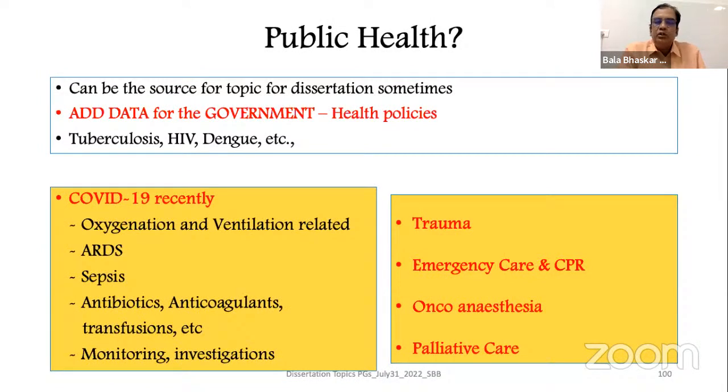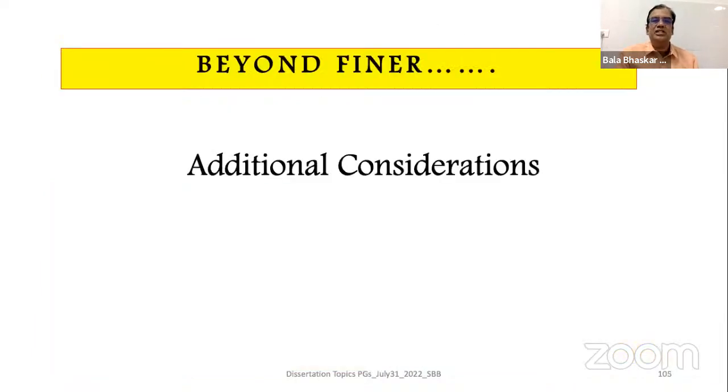COVID-19 is fresh in our memory. All of us were involved in COVID management, and the majority of us were still able to find time to do some research work with respect to the management of the patient: oxygenation, ventilation, ARDS, sepsis, antibiotics, anticoagulants, monitoring, investigation. There have been hundreds of publications related to COVID-19. Similarly, where could be the scope for us in relation to government policies? As anesthesiologists, we can have something related to trauma, emergency care and CPR, onco-anesthesia and palliative care. These could be the focus areas for some other topics.